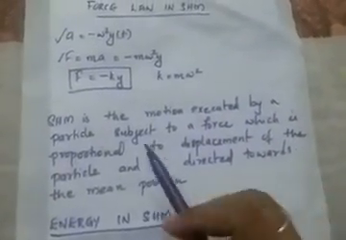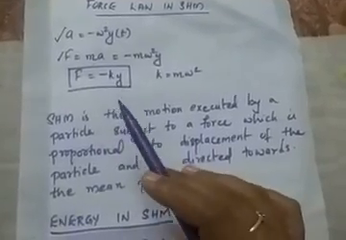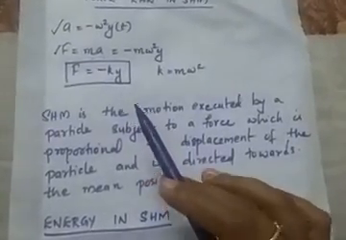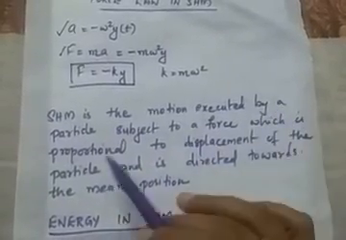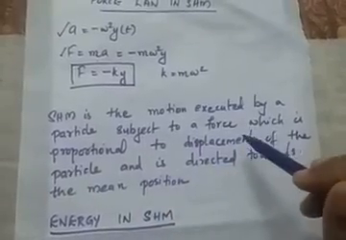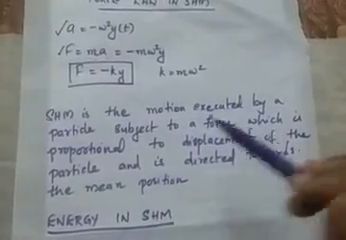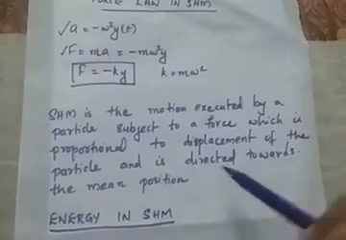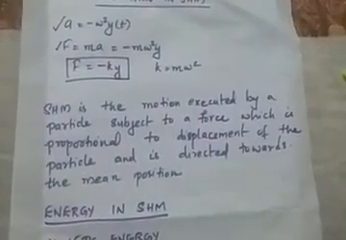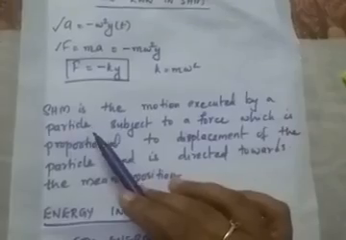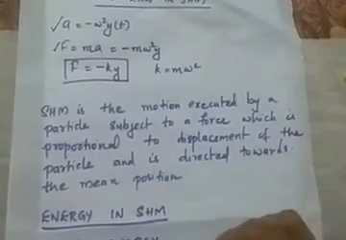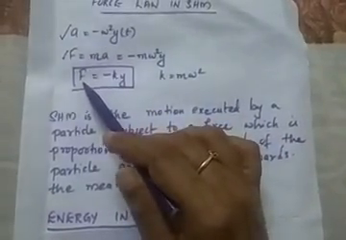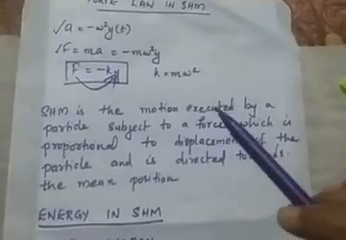So from this expression also we can define simple harmonic motion. Simple harmonic motion is the motion executed by a particle subjected to a force which is proportional to the displacement of the particle and is directed towards the mean position. So what is simple harmonic motion? It is the motion executed by a particle which is subjected to a force. And what is the peculiarity of this force? Force is proportional to displacement, and at the same time it is opposite to displacement.